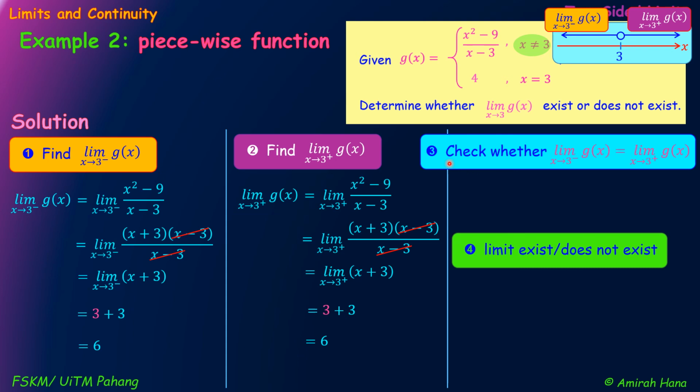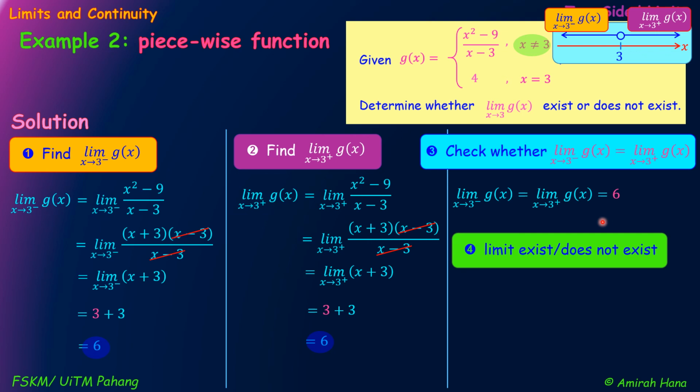Right, then we go to step 3. Check whether the limit as x approaches 3 from the left of g(x) equals the limit as x approaches 3 from the right of g(x). So from here, we have the limit from the left of g(x) and the limit from the right of g(x) both equal to 6. Right? So we can write the limit as x approaches 3 from the left of g(x) equals the limit as x approaches 3 from the right of g(x), which equals 6.